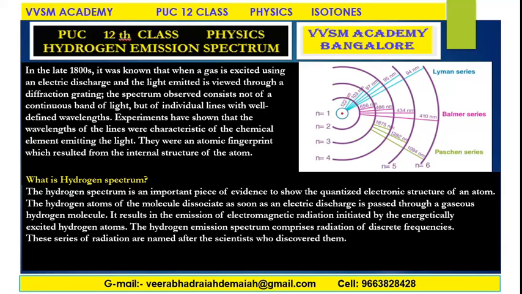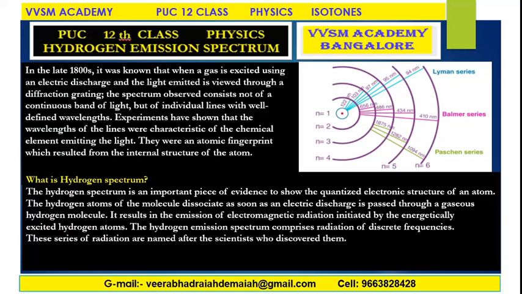What is the hydrogen spectrum? First of all, before getting to the hydrogen spectrum, we should know what is meant by a spectrum. A spectrum is a phenomenon that occurs when a light ray passes through a prism. You will get the spectrum of light wavelengths, that is violet, indigo, blue, green, orange, red colors, formed on the photographic plate. So the hydrogen spectrum is an important piece of evidence to show the quantized electronic structure of an atom.